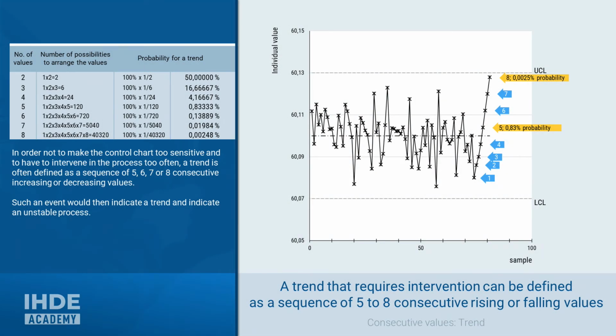In practice, however, one does not want to make control charts too sensitive. This would result in too frequent interventions in the process. Therefore, a trend can also be defined as a sequence of 5, 6, 7, or 8 consecutive increasing or decreasing values. A quality control chart should only provide a signal in the case of really exceptional events. Choosing the appropriate sensitivity is then also the task of those responsible for quality and processes.